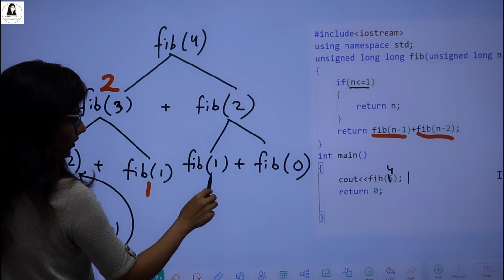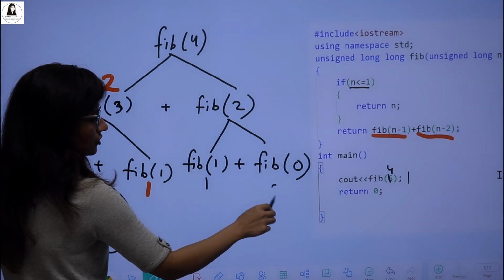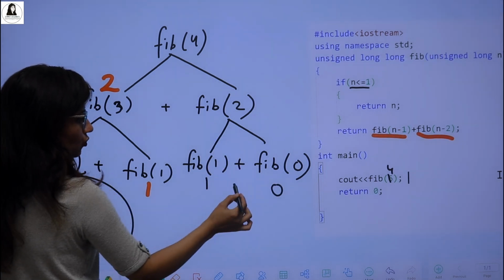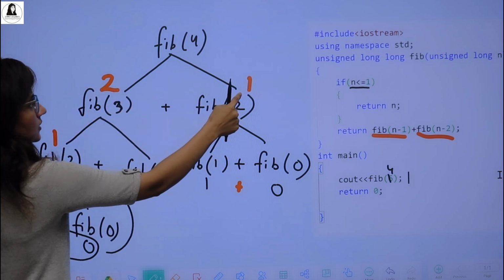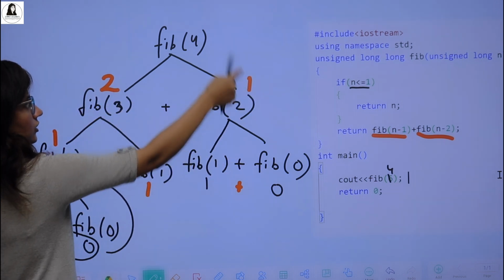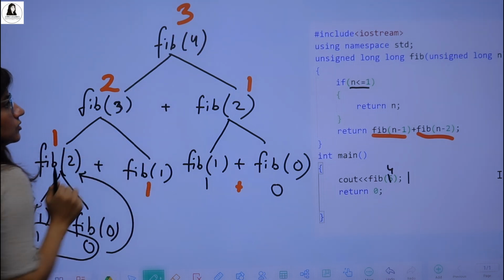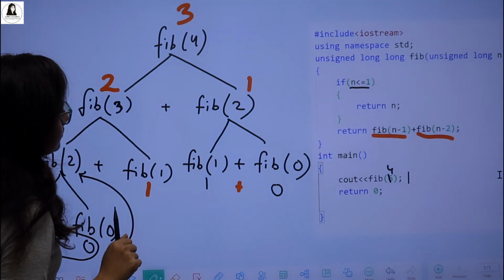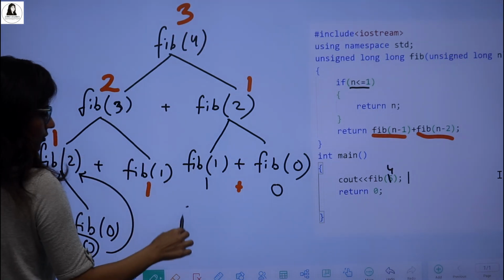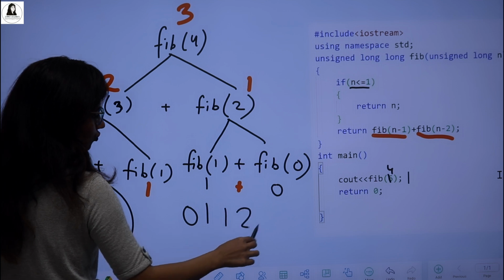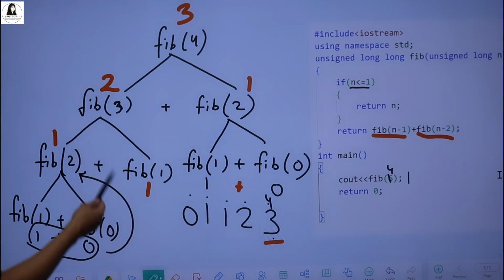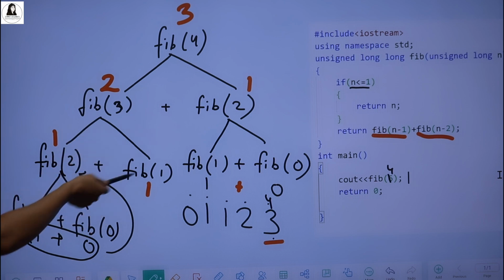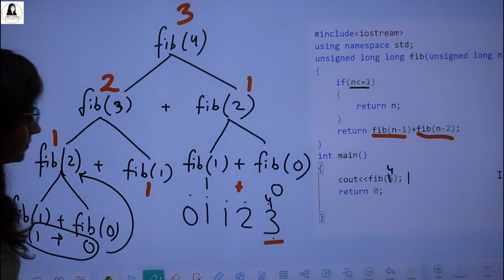Now for this branch, fib of 1 will return 1, and fib of 0 will return 0. So 1 plus 0 is 1, so it will return 1, and 1 is here. Now 2 plus 1, that is 3. So 3 would be returned here, and fib of 4 is 3, right? So as you can see here, the series 0, 1, 1, 2, 3: fib of 4 is 3. So this is how tree recursion is working in the Fibonacci series, right?